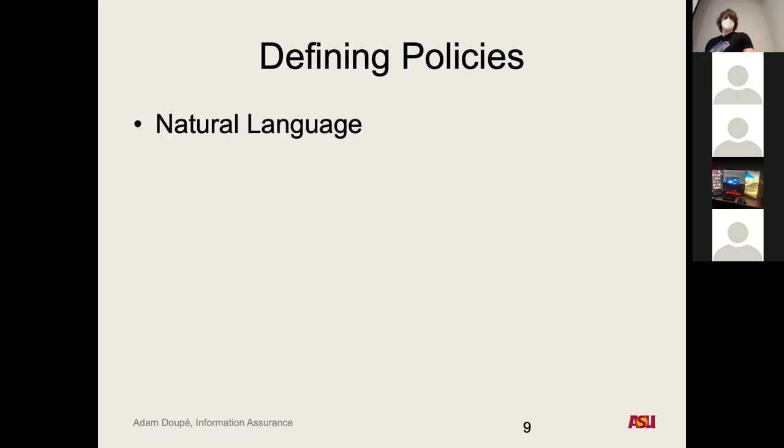So we can write it in natural language, right? We can write it in English. What's the benefit there? Yeah, I can send it to everyone and say, hey, here's the new policy for locking the door when we leave. What's the downside of natural language?